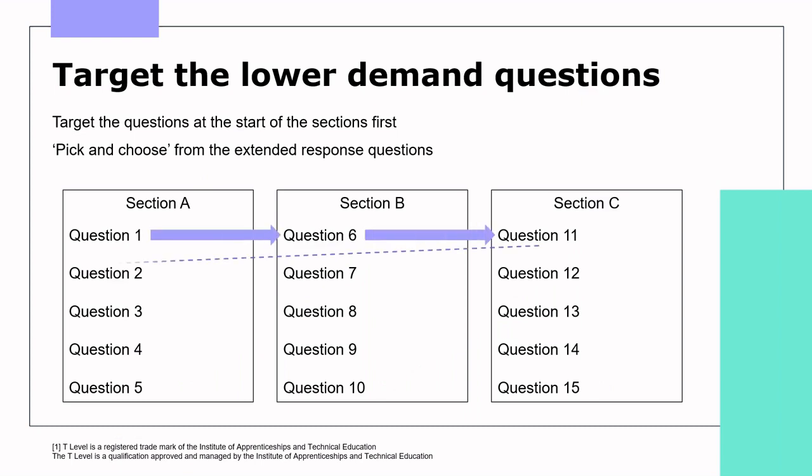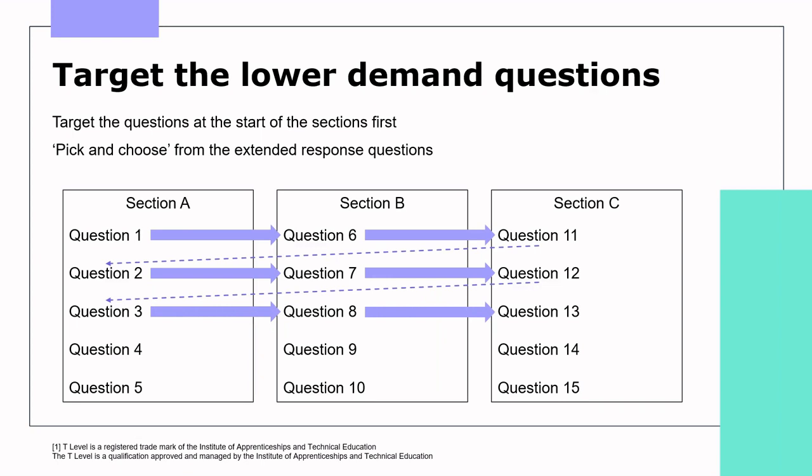As the section starter questions are the lower demand questions, it might actually be beneficial to suggest students target these first. So the students would answer the first question from section A, and then the first question in section B, and then the first question in section C. And then they repeat this approach for the subsequent questions. And this again can help with students' confidence. It can also be a more efficient use of time too.